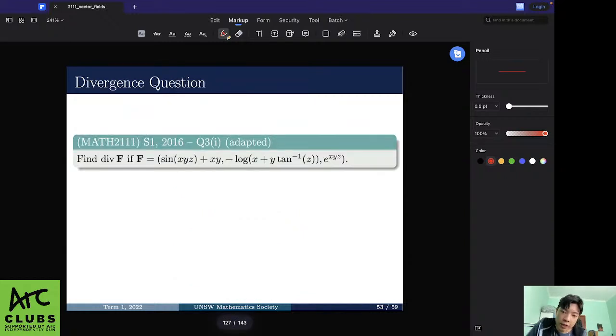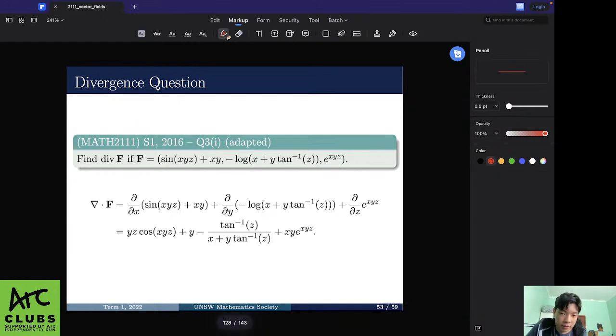Well, how do we find divergence? They'll give us a vector field. We just find the diff with respect to x of the first function, diff with respect to y of the second function, diff with respect to z of the third function, and that's pretty much it. I don't think there's too much to be said. It's pretty formulaic. Just remember what nabla is, and that it's the dot product, or you can just remember the formula.